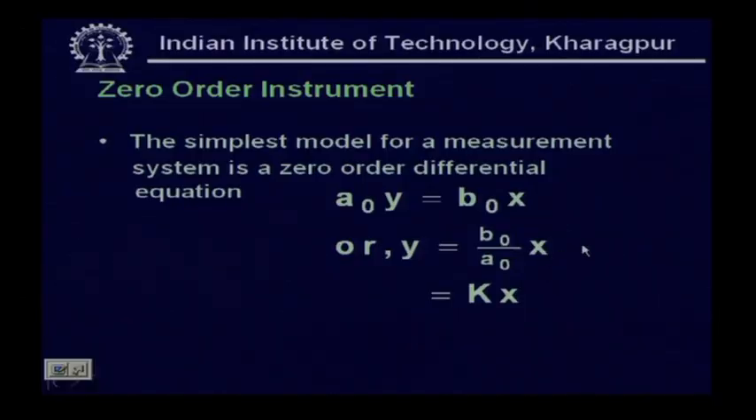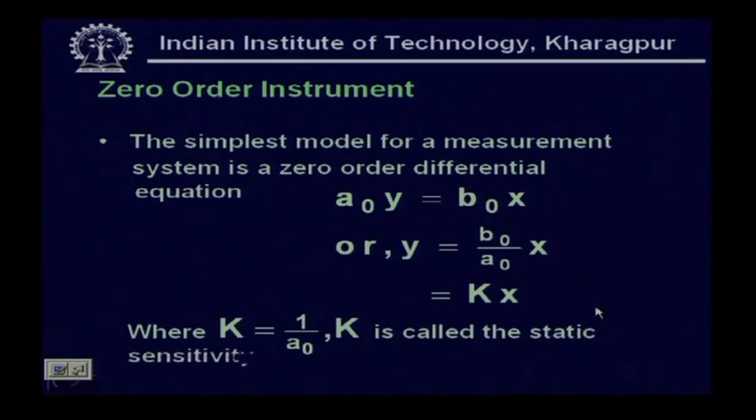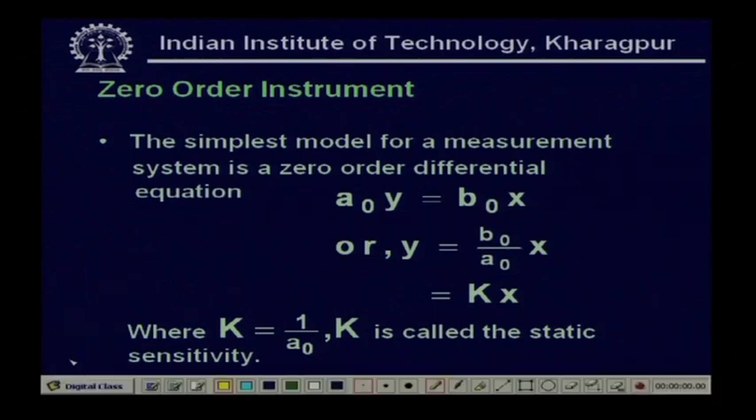So, this is our zero order instrument. You can see here y output equal to b naught by a naught multiplied by x, or equal to k x, where k equal to b naught by a naught. And k is called the static sensitivity of the system.